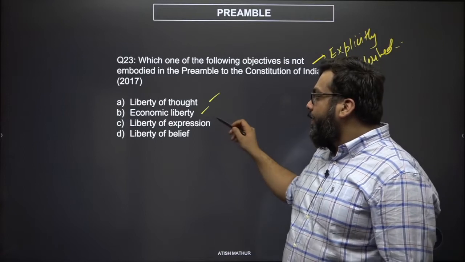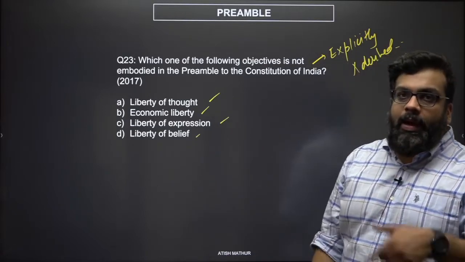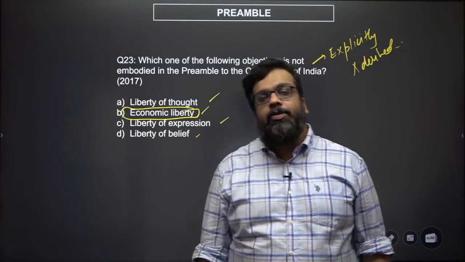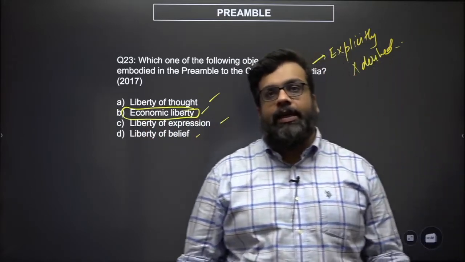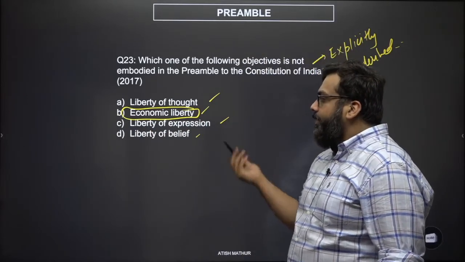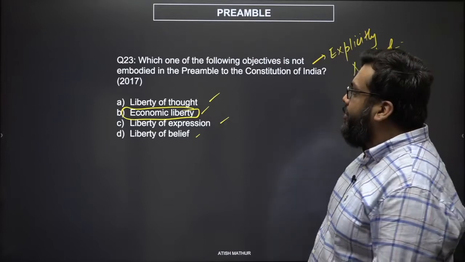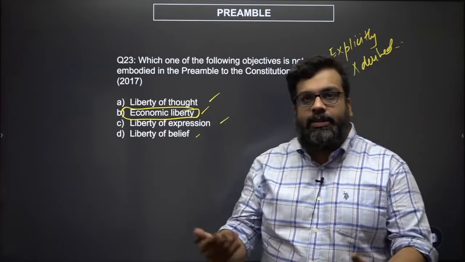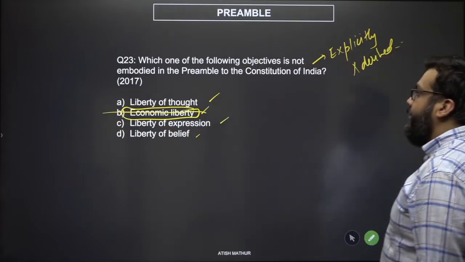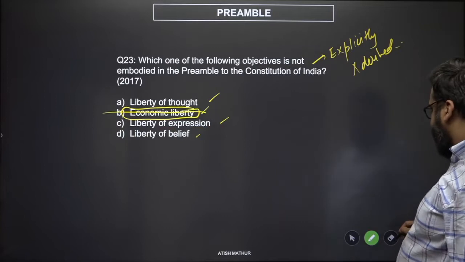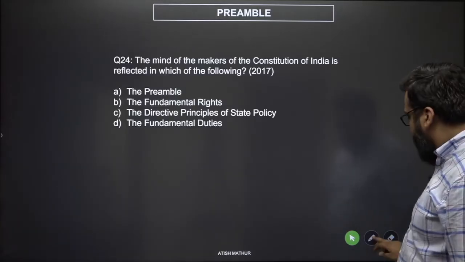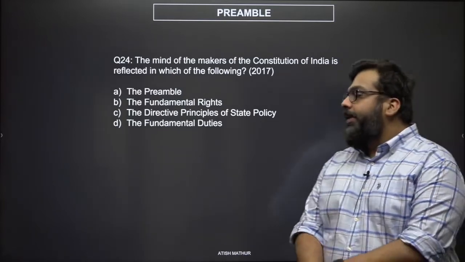Liberty of thought, economic liberty, expression and belief. Apply the devil's advocate. If there was economic liberty, then anybody would be free to do whatever they want to economically, be it sell guns, drugs or anything else. Thought, expression, faith, belief sounds like things that you should have in the preamble because they are not essentially crossing a line. So therefore, option B is the correct answer because it is not embodied. Simple.